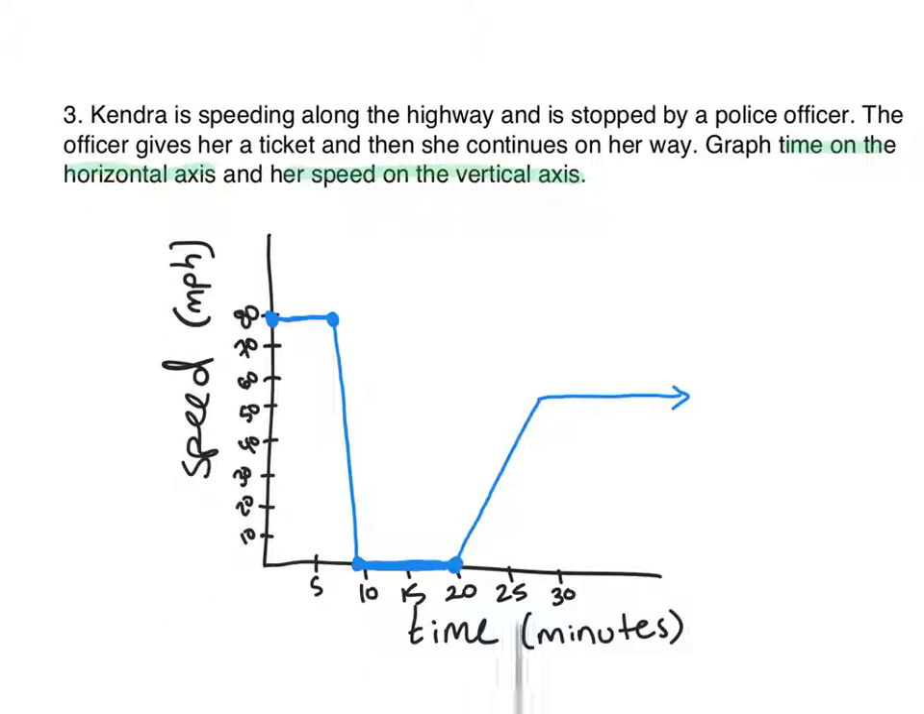So both of my axes are labeled. I've got numbers on both my axes. I've got something that makes sense with the story. She was driving at 80. She pulled over. She stopped. This is all her being stopped for these minutes down here. Then she slowly got back her speed up and then kept moving along right here at 60 miles an hour for the rest of her journey.